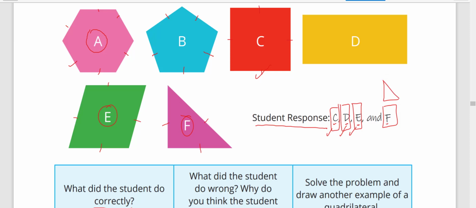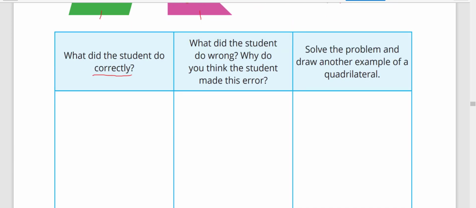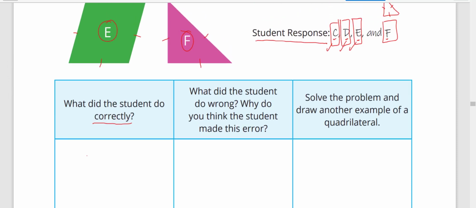Is the triangle a quadrilateral shape? No, because it has 3 sides and 3 vertices, not 4 sides and vertices. So what does the student do correctly? Shapes C and D and E are quadrilaterals.